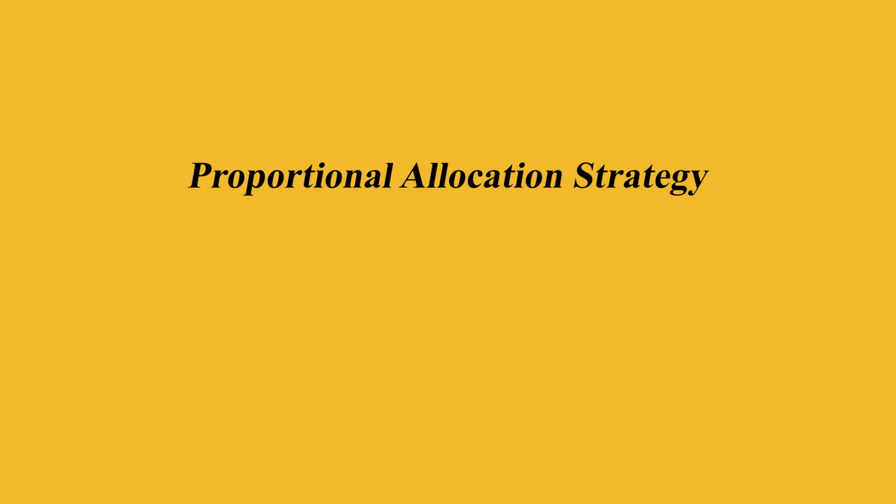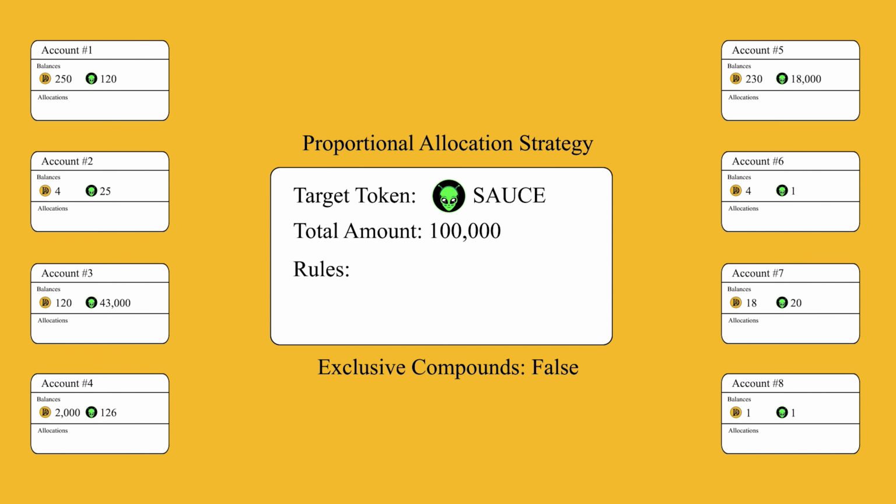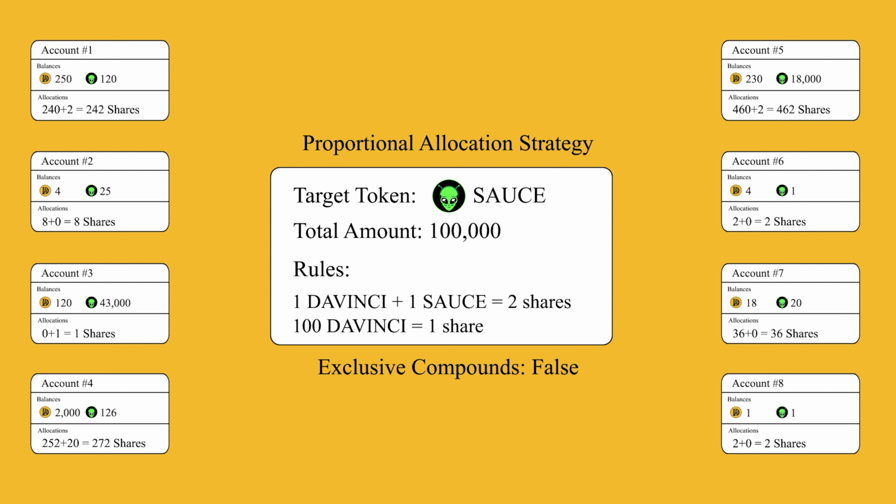Next, we have the proportional allocation strategy, which is similar to direct equation, but works by assigning shares instead of a fixed amount. Here's how it works. In proportional allocation, you first specify the total amount you want to allocate to the accounts, and then you create rules that determine how many shares an account earns based on the tokens they hold. For example, you might define 1 DaVinci plus 1 sauce token equals 2 shares. 100 DaVinci tokens equals 1 share. This means an account earns shares based on the tokens they hold.